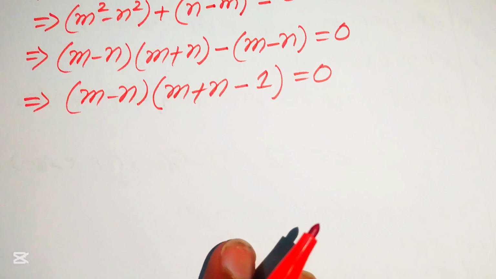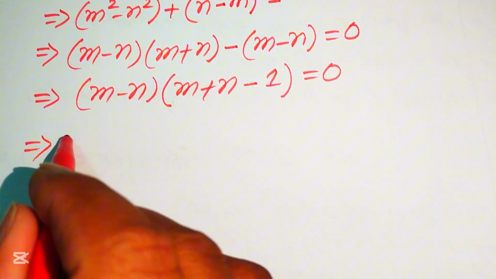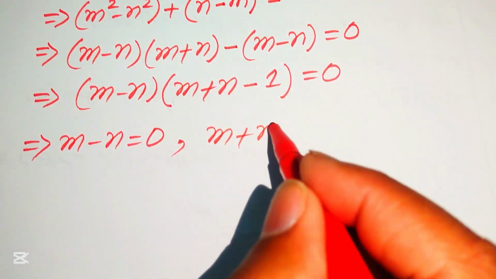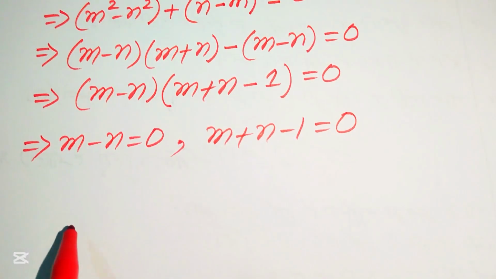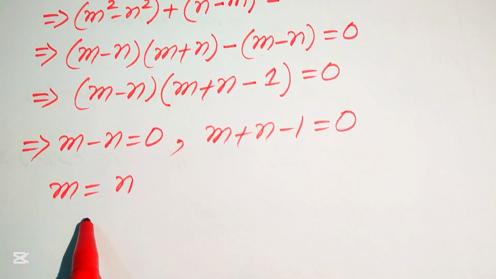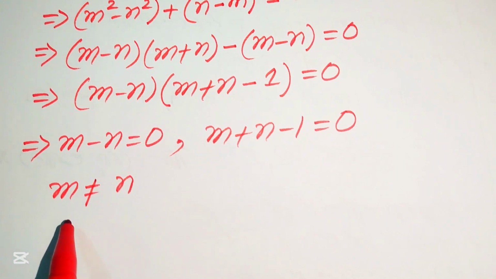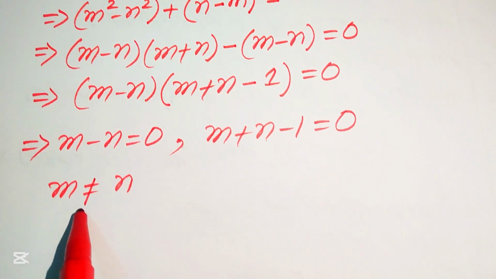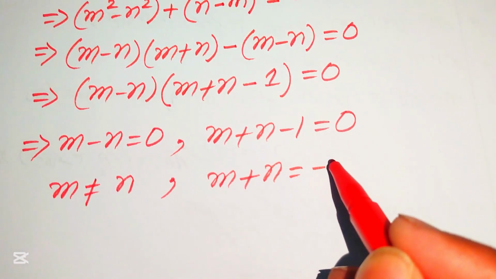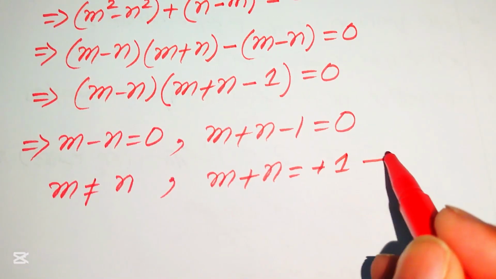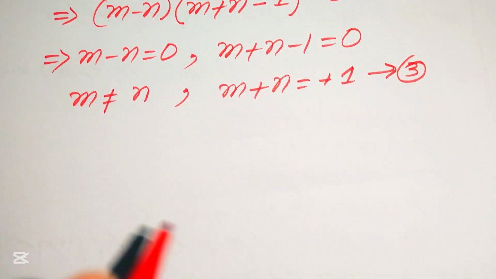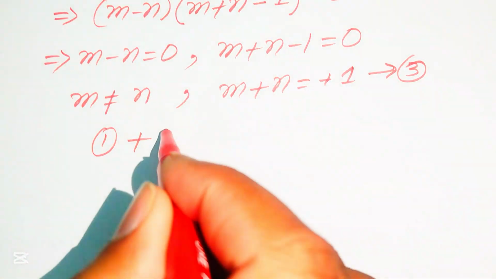And now in the next step we will divide this equation into two cases. The first case is we take m minus n equals to 0, and the second case is we take m plus n minus 1 equals to 0. So in this case we get m is equal to n, and we will reject this case because we can solve this problem for the distinct values of m and n, and we will proceed with this case only. And from this case we have m plus n equals to 1, and we call this our equation number 3.